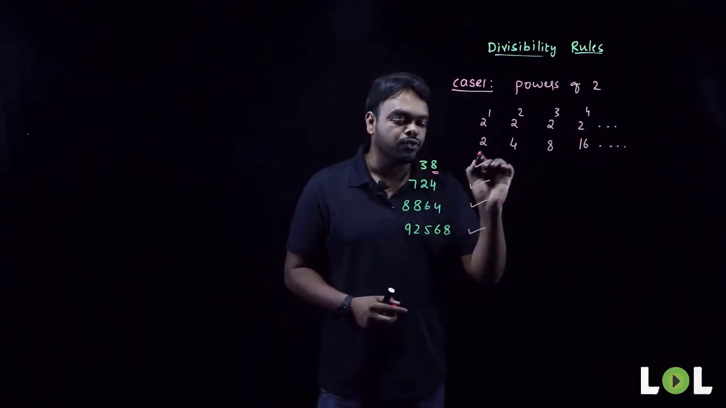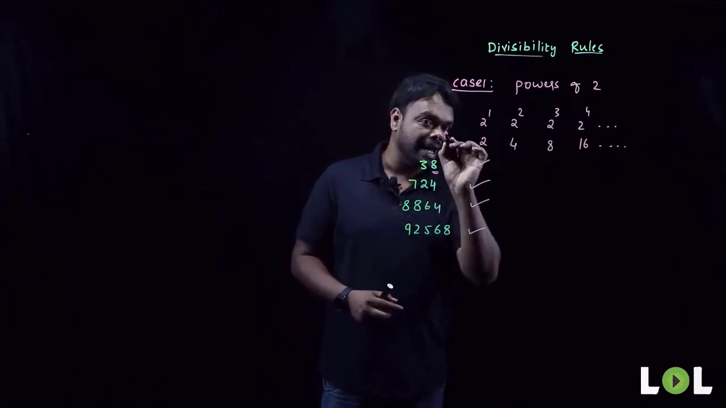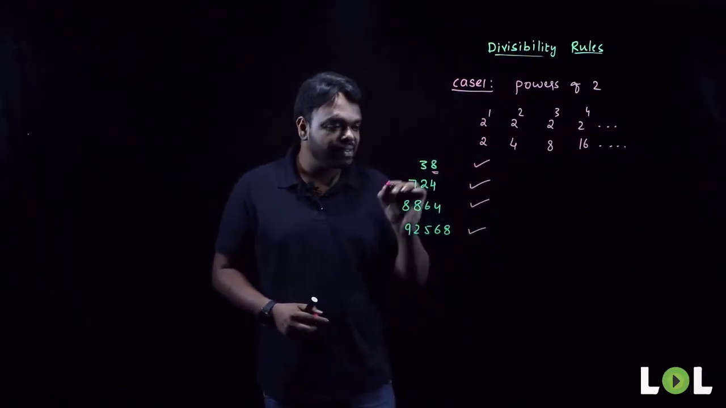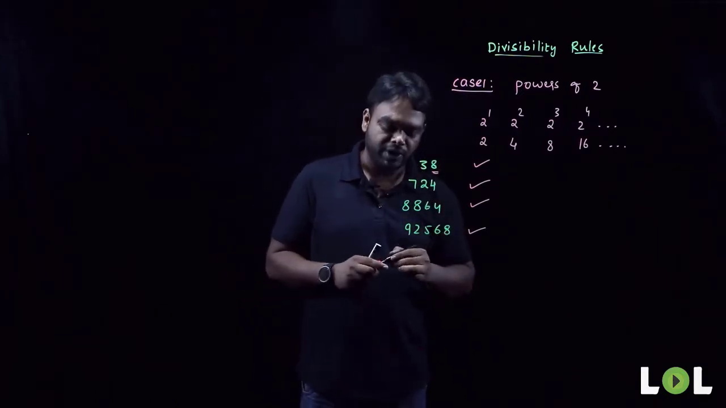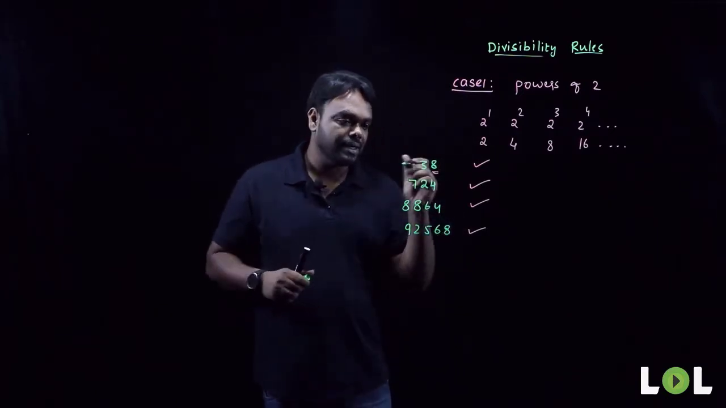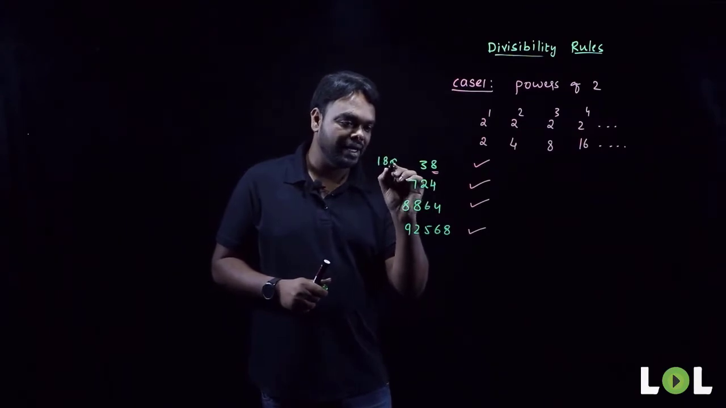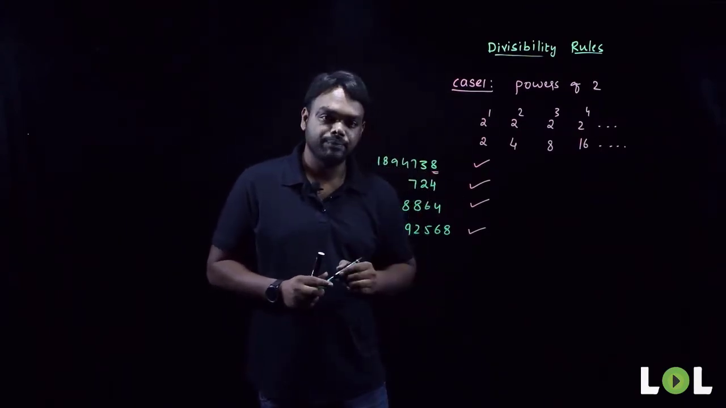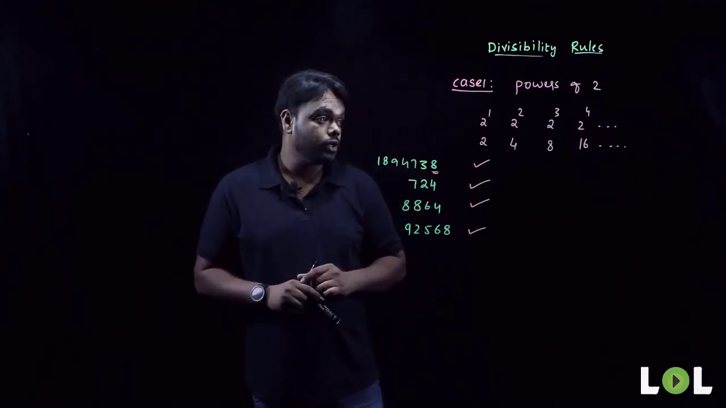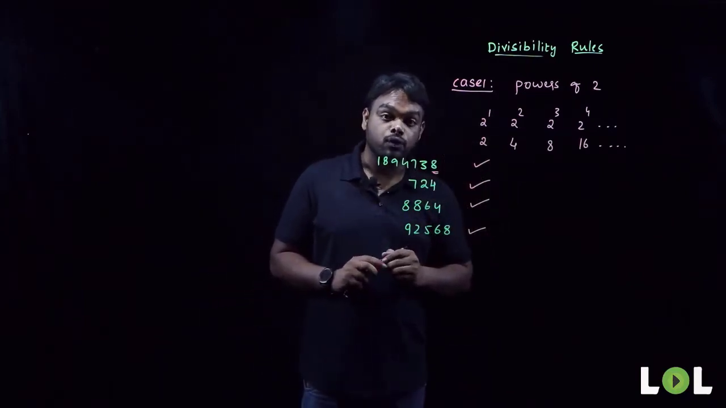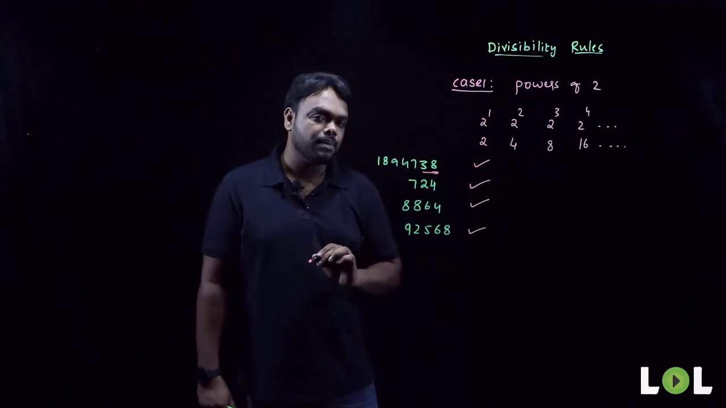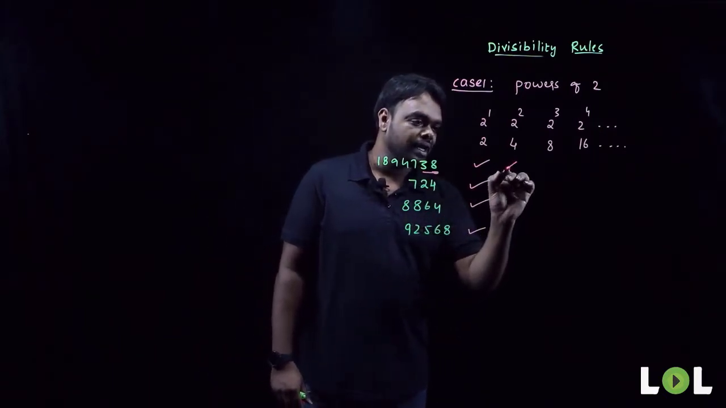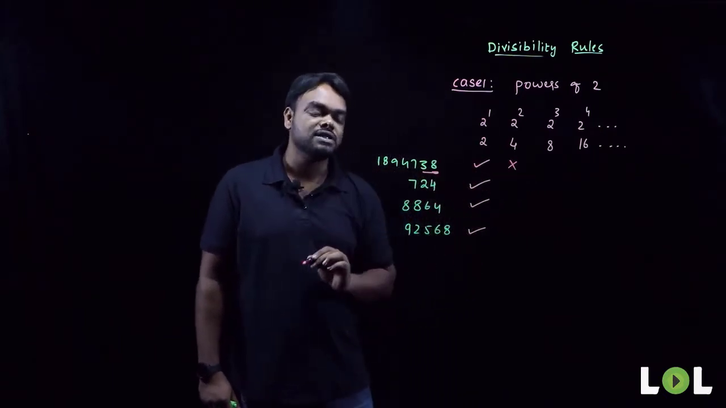Now, coming to the 4. We should check last 2 digits. In this case, 38, we can directly tell 38 is not divisible by 4. Even if I put something here like, let's say 1894738, if the number is this big, to check the divisibility rule of 4, we'll check only the last 2 digits. Is 38 divisible by 4? No. Then the entire number is not divisible by 4.